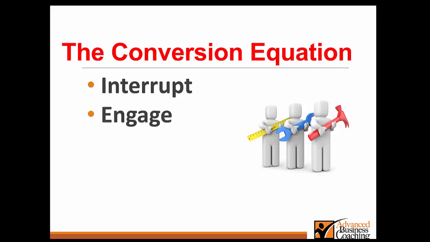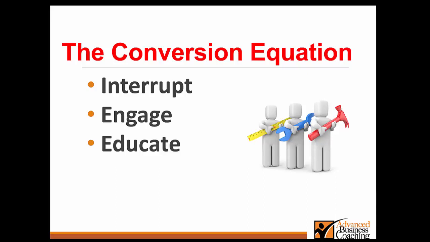The second component is engage. Once the prospect is interrupted, it's critical to give the reader the promise that the information is forthcoming that will help the prospect make the best possible decision, or in other words, facilitate their decision-making process. This is also best accomplished on an emotional level.